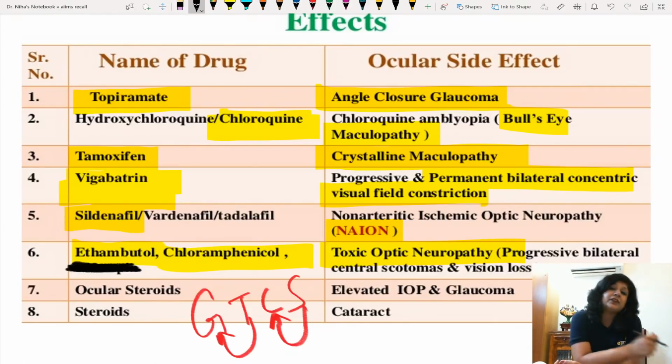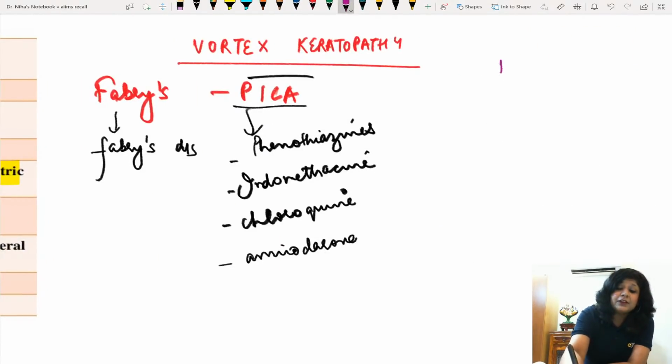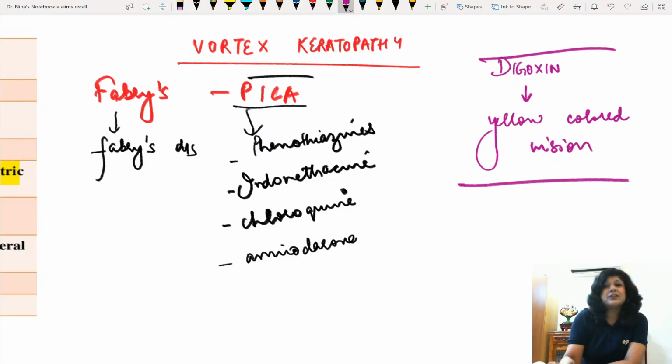Already there are so many drugs which are causing the cataract also, the toxic optic neuropathy. Then we have the color blindness. Then we have the color related things, like if you remember, I told you that digoxin is responsible for the yellow colored vision. And when I discussed the next pattern question between the medicine and ophthalmology, you people prompted the answer just by this yellow vision, that answer is digoxin. So even this happens sometimes, right?